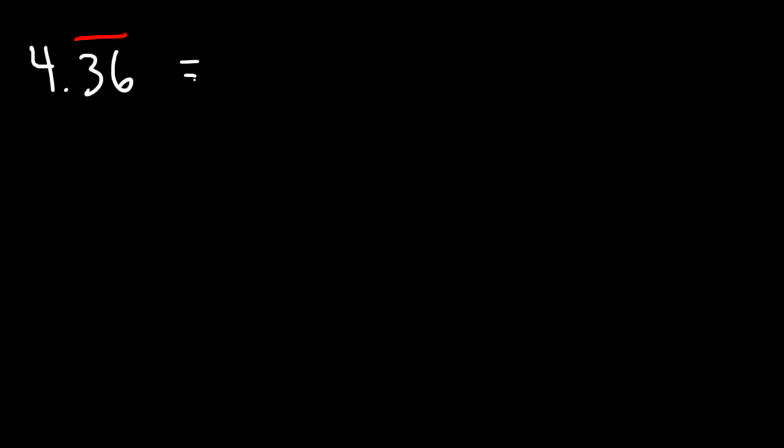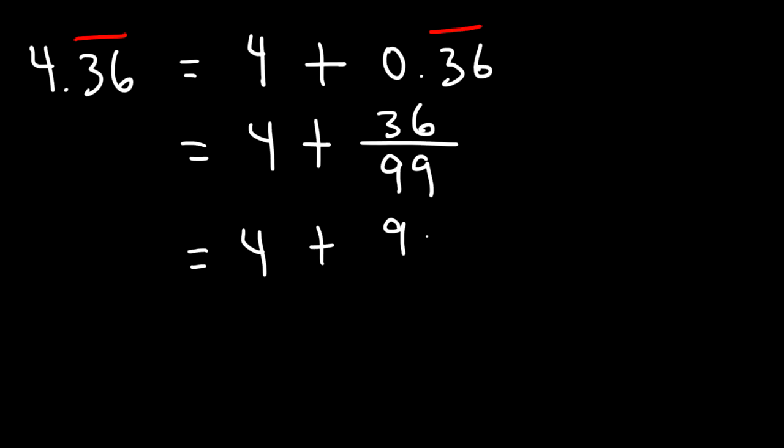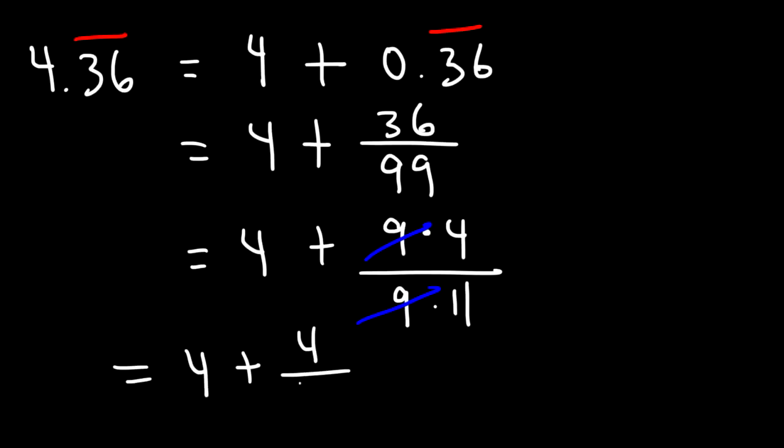So the 4 is not repeating, only the 3/6 part is repeating. But what you want to do is break this up into two parts. That is 4 plus 0.36 repeating. In the next line, we can rewrite the 4, but 0.36, we can write that as 36 over 99. Now, 36 is 9 times 4, and 99 is 9 times 11. So thus we could cancel the 9, and this will give us 4 plus 4 over 11.